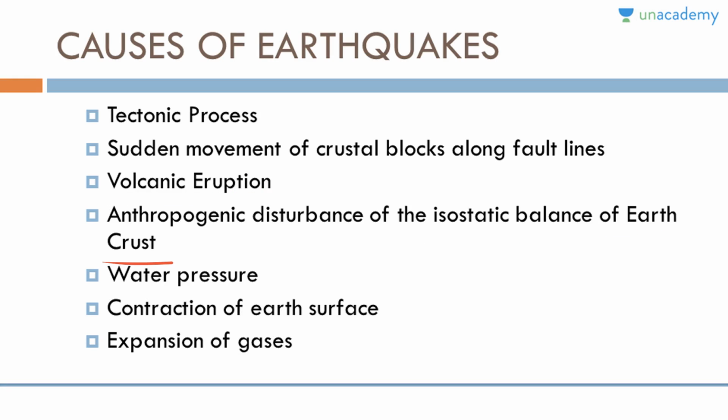Isostatic balance is the natural balance of the earth that it maintains, and if that is disturbed by human action, then it may cause earthquakes. Then we have the water pressure, as it may be experienced in case of dams which are located on fault lines, and also the contraction of earth's surface and the expansion of gases beneath the surface of the earth may be a cause of the earthquake.